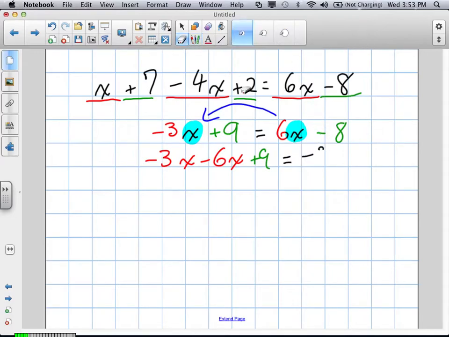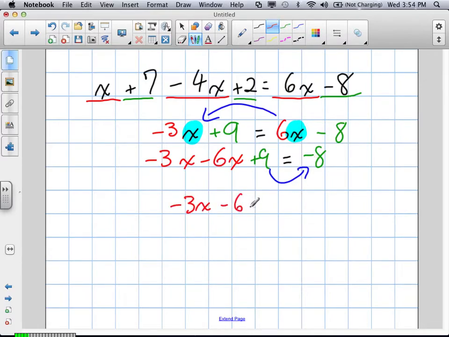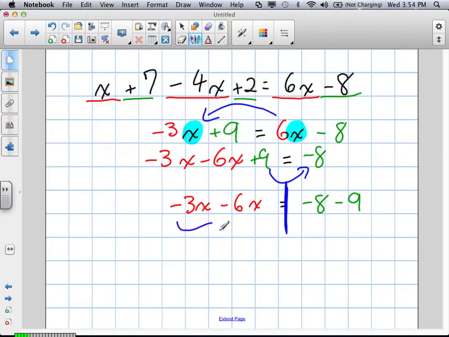Oops, let's do that in green. I'm going to move the positive 9 to the other side. What's it going to become when it goes over there? Negative 9? Yeah, that's right. So we'll have negative 8 minus 9. We moved it to the other side. So now, this is important. We still have our barrier, the equal sign, and all of our like terms are together on this side, and our other like terms are together on the other side. Now we're going to combine them.